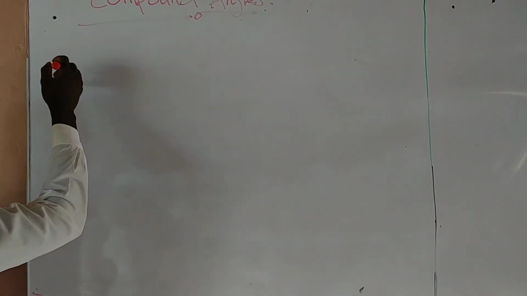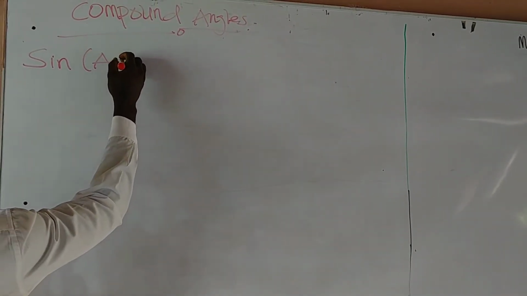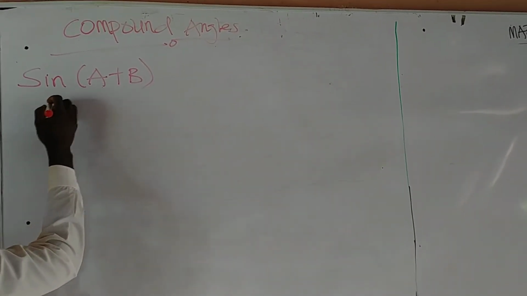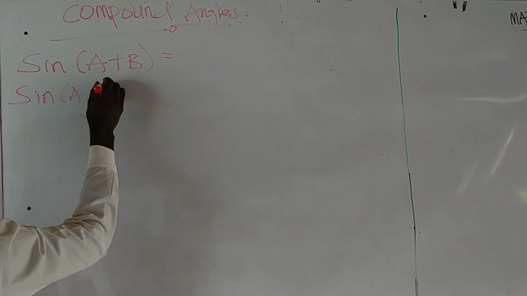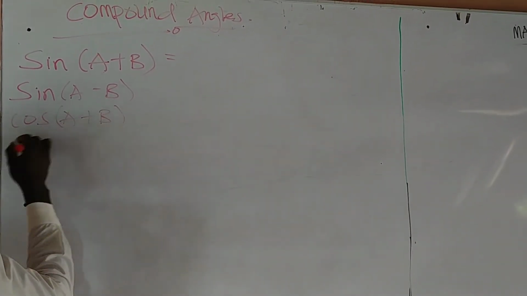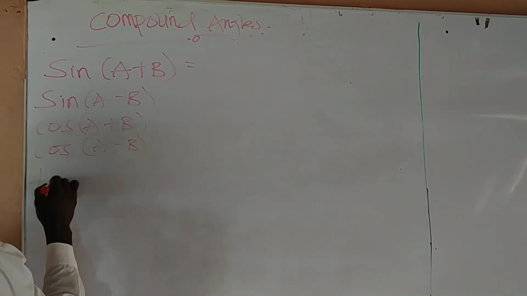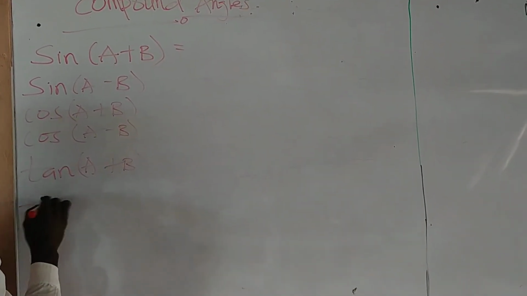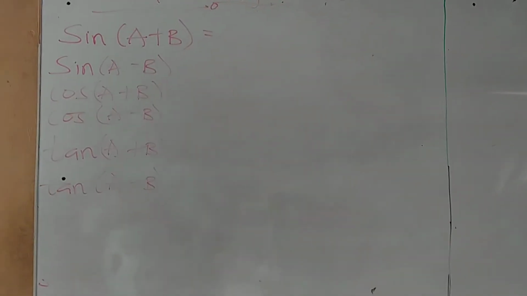So we are now coming to look at the expansion for sine A plus B, sine A minus B, cos A plus B, cos A minus B. Look at tan A plus B, then tan A minus B. You're looking at the expansion for these.